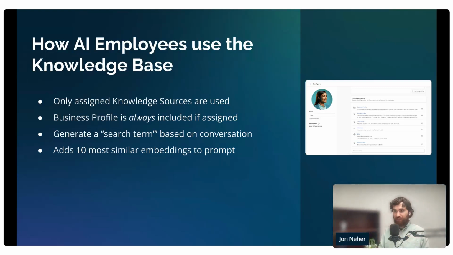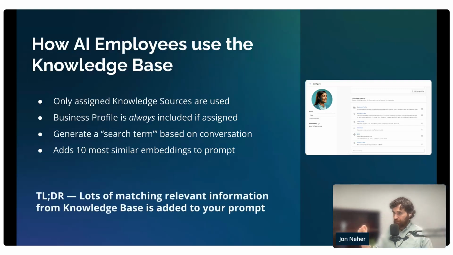The key thing to understand is that when we have a conversation back and forth with an AI employee, we have a really broad search across all of the assigned knowledge sources, and we try to find the most relevant information. TLDR: lots of matching relevant information from a knowledge base is added to your prompt every time. There is a slight difference here with voice, and I'll talk about that a little bit later. But generally, all of this relevant information is added to your AI employee's prompt.